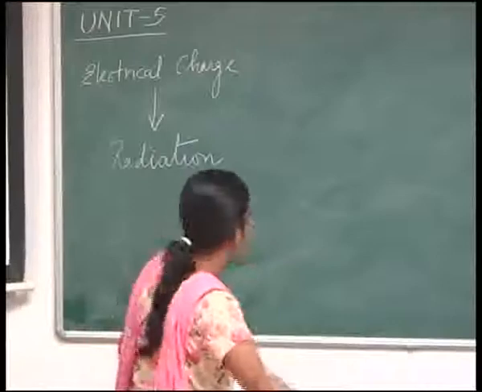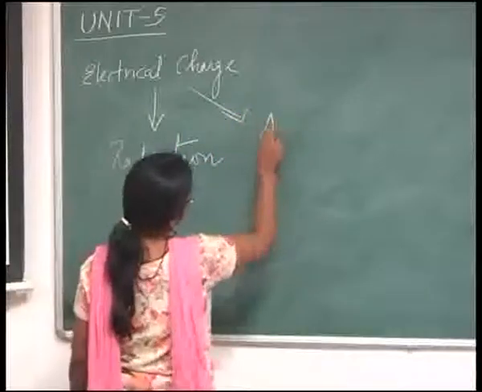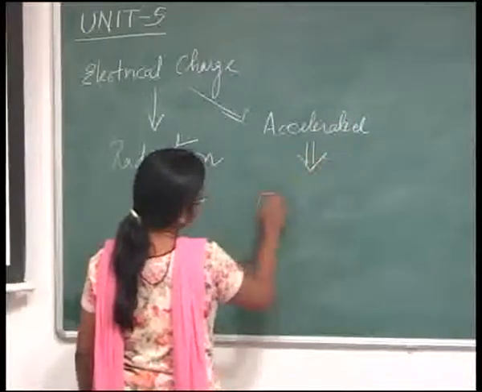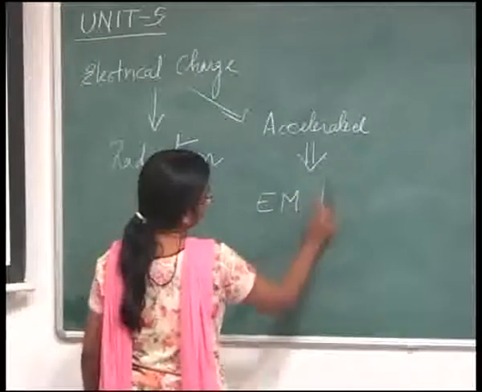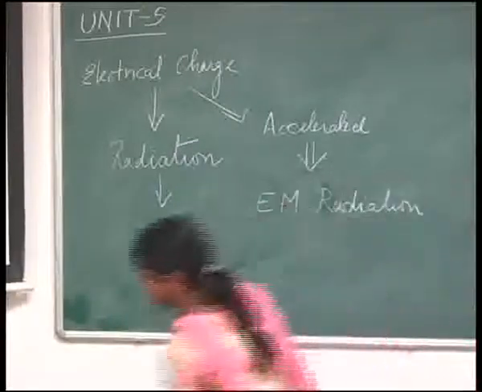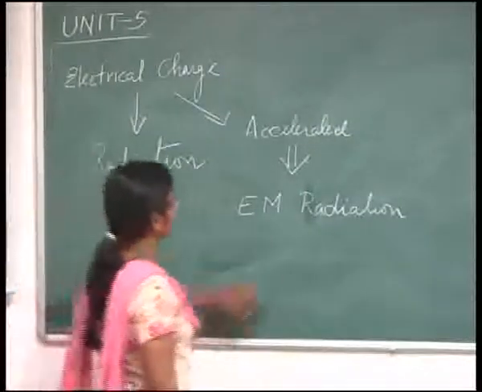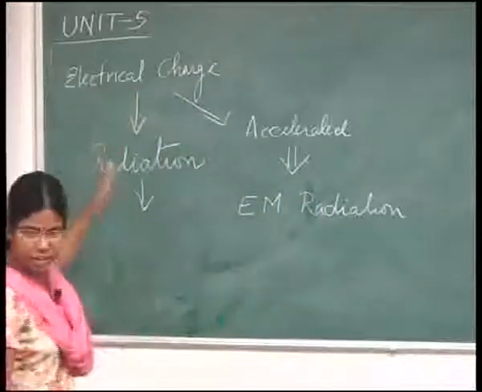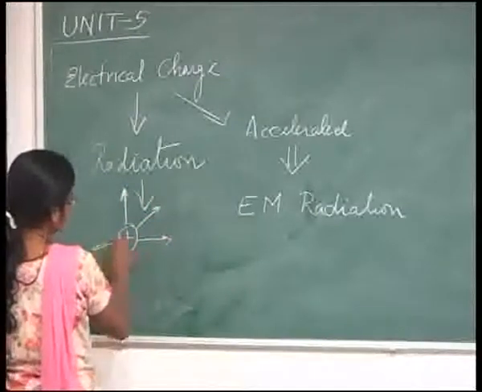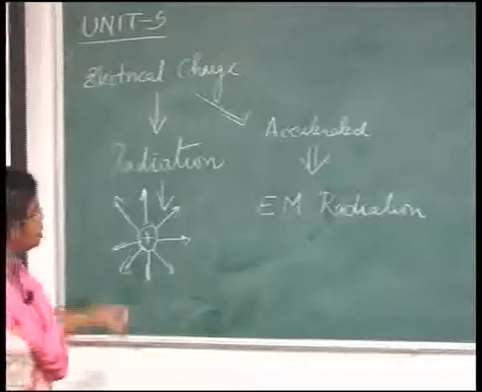And if this electrical charge is accelerated, then the resulting radiation will be EM radiation or oscillatory radiation. So, if the charge is static, we will get some radiation. I have a positive charge, and the electric field flux that is coming out of this charge is called radiation.